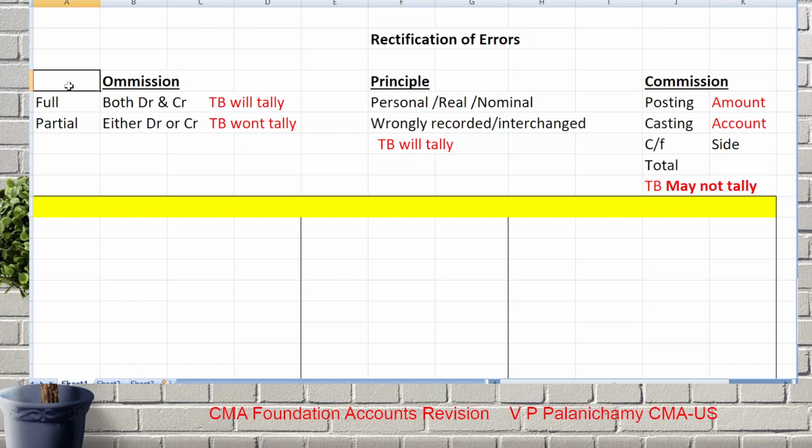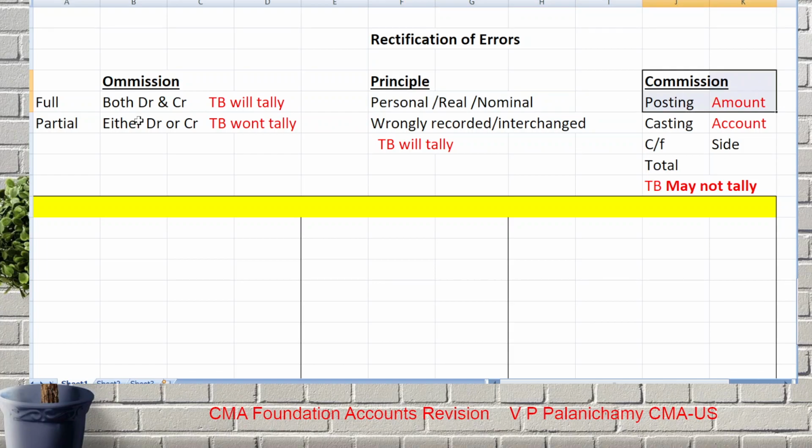Errors of omission: not recorded. Machinery purchased, wrongly debited to wages account: error of principle. Machinery purchased 5 lakhs, posted in the account as 4 lakhs.